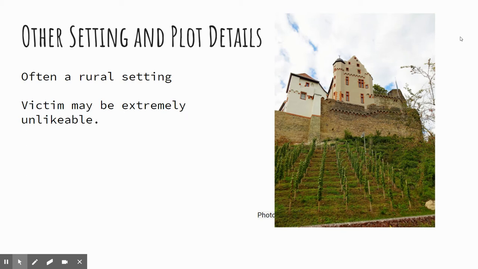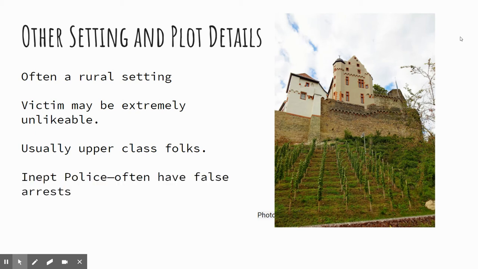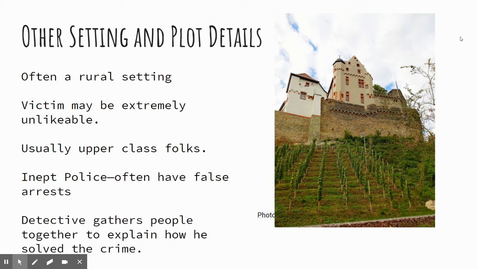The victim is usually somebody everybody hates. Usually they're the rich folk, especially in the British thing. There's Lord somebody or Lady somebody. There's somebody with a lot of money who are involved. And there's usually cops who are inept. There's often false arrests. There's often false leads. There's often lots of bad stuff happening. And usually at the end, the detective gathers everybody together to explain how he solved the crime. And most of the time it's a he. However, some of the cozies have a female lead, so how he or she solved the crime.